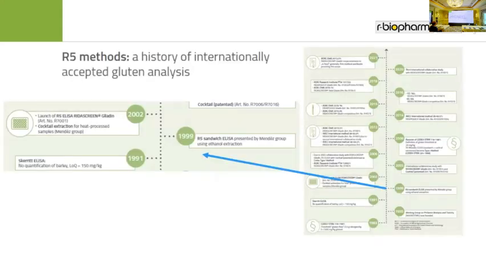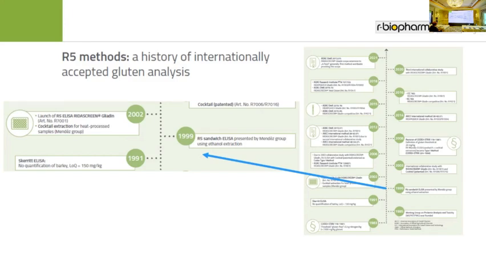The Codex standard for foods for special dietary use for gluten-sensitive people was established already in 1983. However, sensitive methods to determine gluten in foods were not available at that time. Eight years later, in 1991, the so-called Skerritt ELISA was introduced. However, this method was not as sensitive as today's methods. You see here the limit of quantification was 150 milligram per kilogram gluten, and the quantification of barley was not possible with that assay.